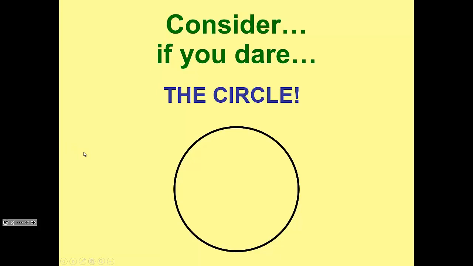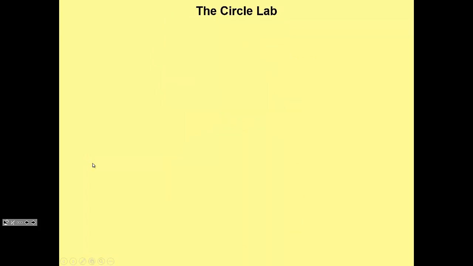Okay? Now normally, like I said, we would generate some variables we can test. For this one, because it's the first one, I'm just going to tell you. Okay? So the two things we are going to check about the circle lab are its circumference, which I hope you know is just the distance around the outside of the circle, and how it relates to its diameter.